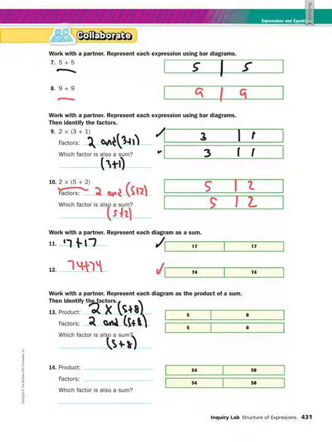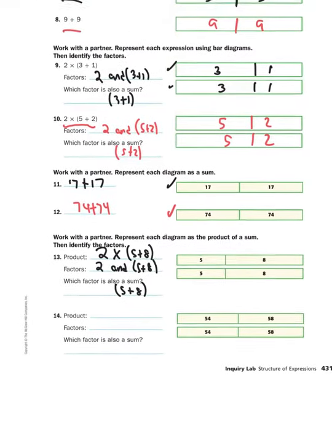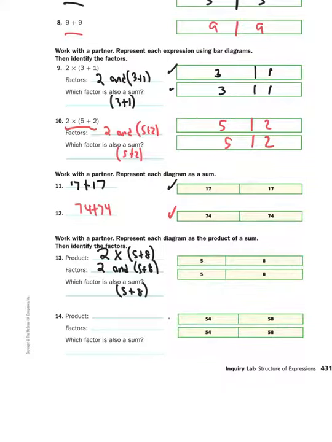And finally, for 14, we had this bar diagram. Notice we have two groups. Here's group 1 and here's group 2 of 54 plus 58. So our product is 2 times 54 plus 58. And the factors are 2 and 54 plus 58. Which factor is also a sum? The 54 plus 58.